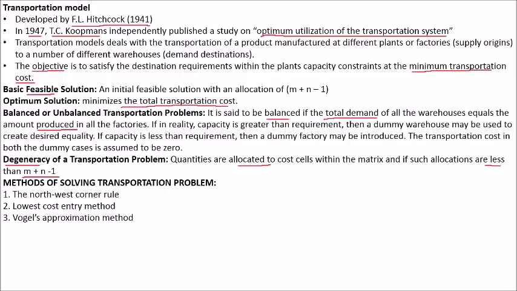For solving the transportation problem we came out with a method called the northwest corner rule, and then we made some improvements to find the lowest cost method. The third method is Vogel's approximation method, and that is the best among these methods.